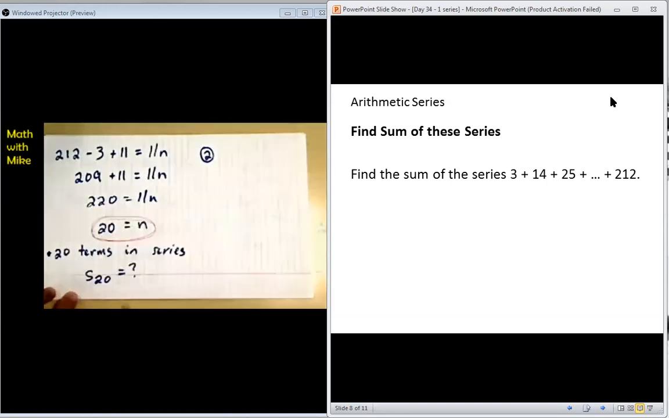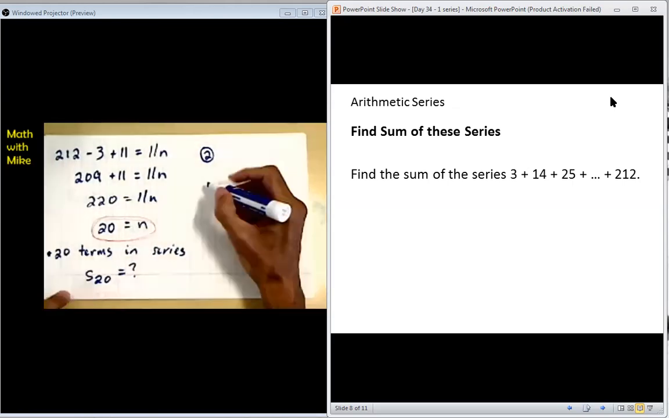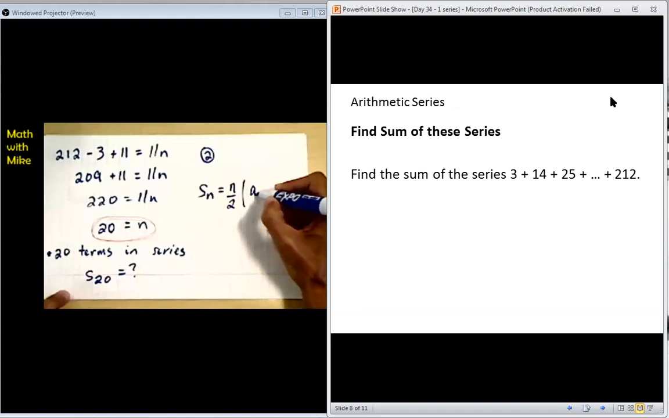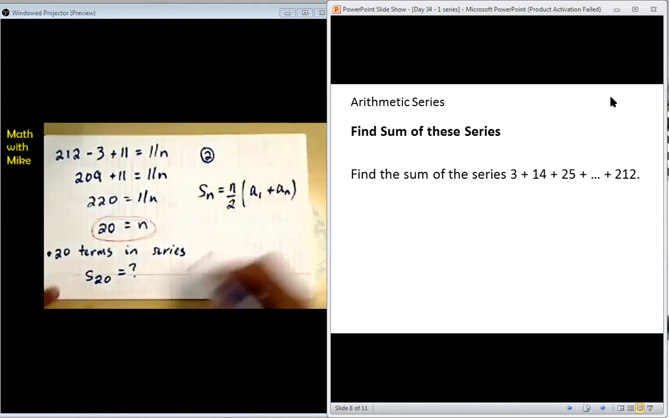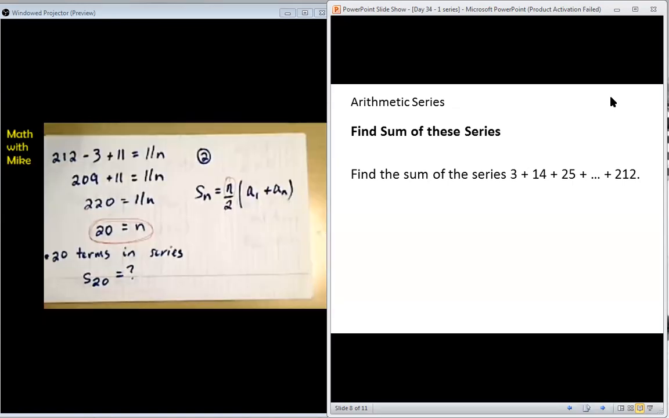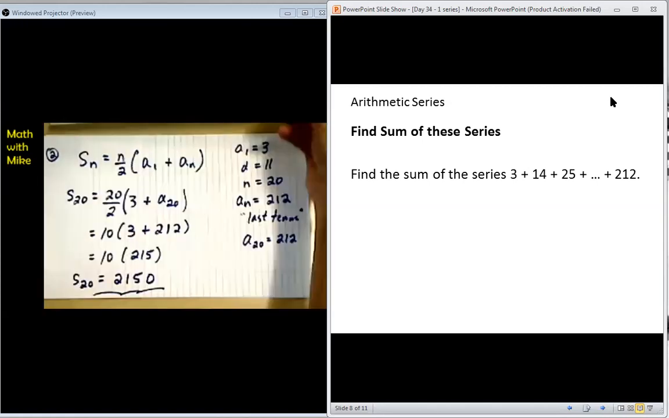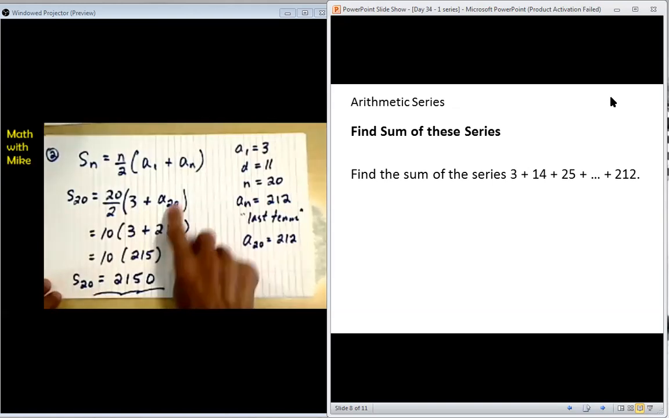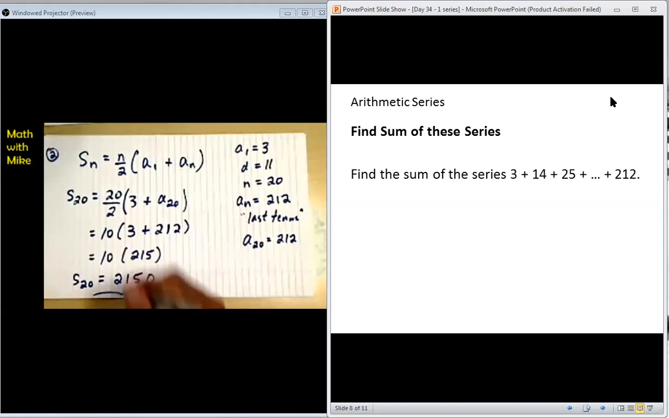So we can now use this in the sum formula. We needed to know n. We have the first term and we have the last term. Put it in there, we're good to go. And that's what happens on this next page. We got our first term, A1, we got our last term, 212, and we know that n is equal to 20, giving us 2150 down there at the end.